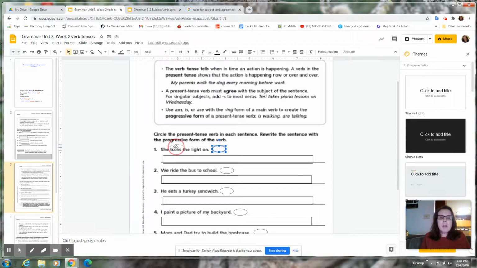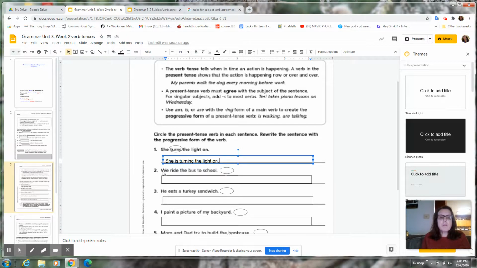First of all, I think you all can agree with me. Turns is the present tense verb. So if it's progressive, though, you're going to change it and you're going to say, she is turning a light on, is how you will do that. So notice you're not going to say she turns the light on. You're going to make it progressive, which means you're going to add am, is, or are with the ing form of a main verb to create the progressive form. It's right here in your instructions, okay?